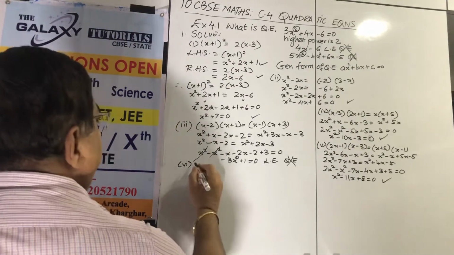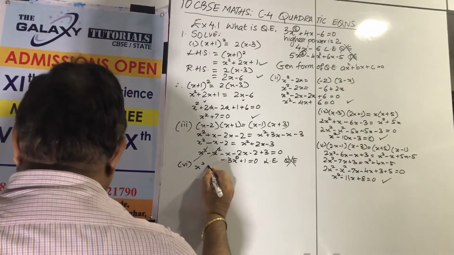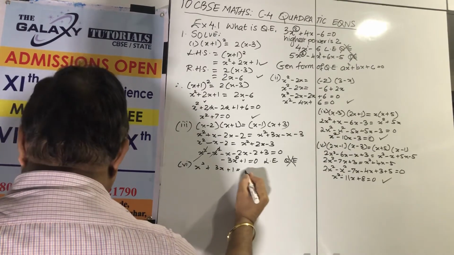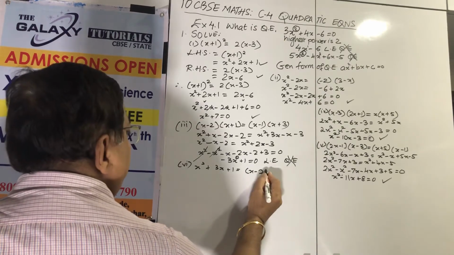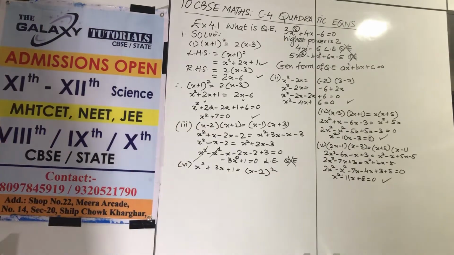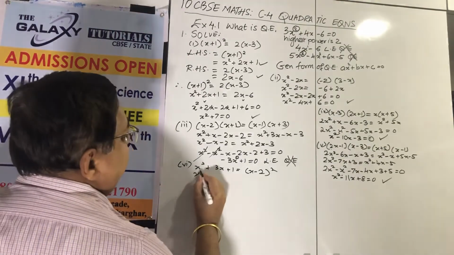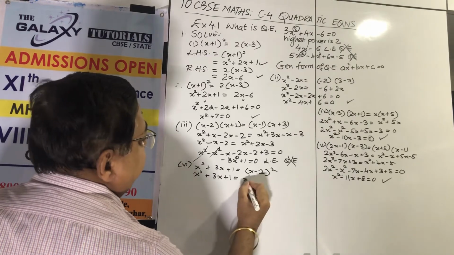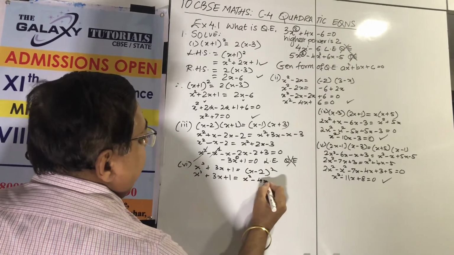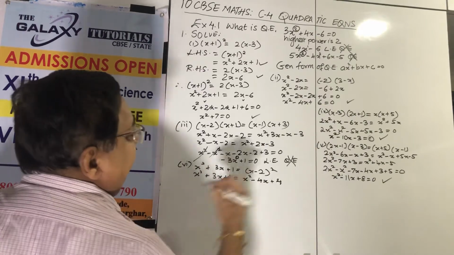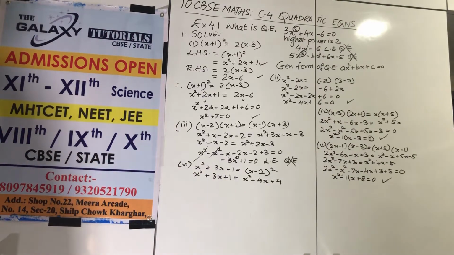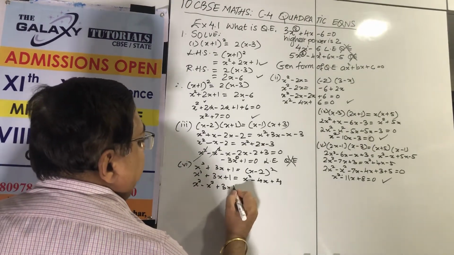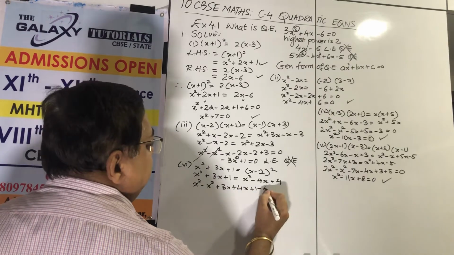In the sixth sum we have x square plus 3x plus 1 is equal to x minus 2 the whole square. So x square plus 3x plus 1 is equal to, a minus b the whole square is a square minus 2ab plus b square. Okay, so x square minus x square plus 3x plus 4x plus 1 minus 4 is equal to 0.